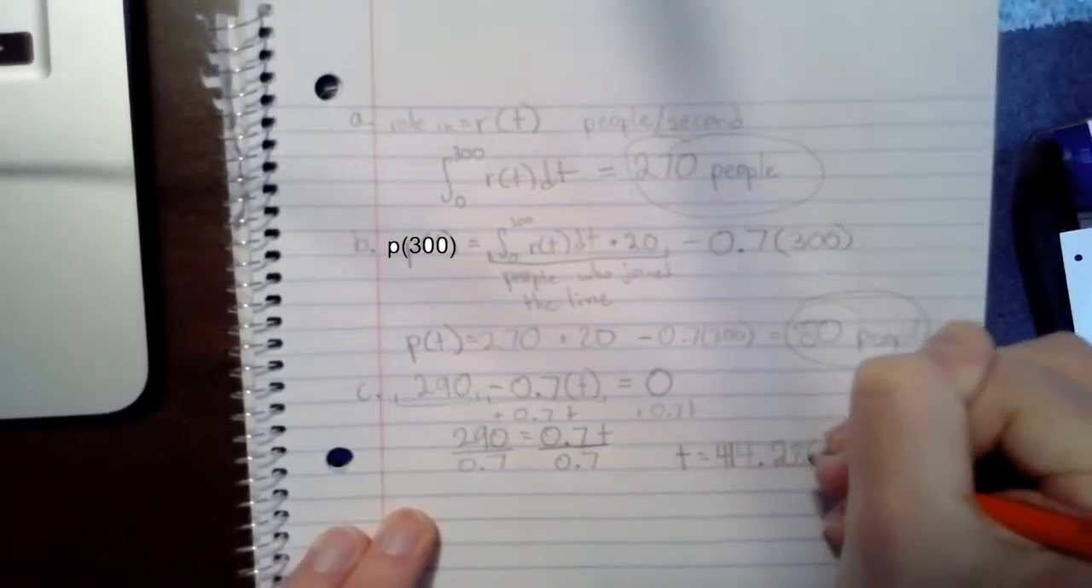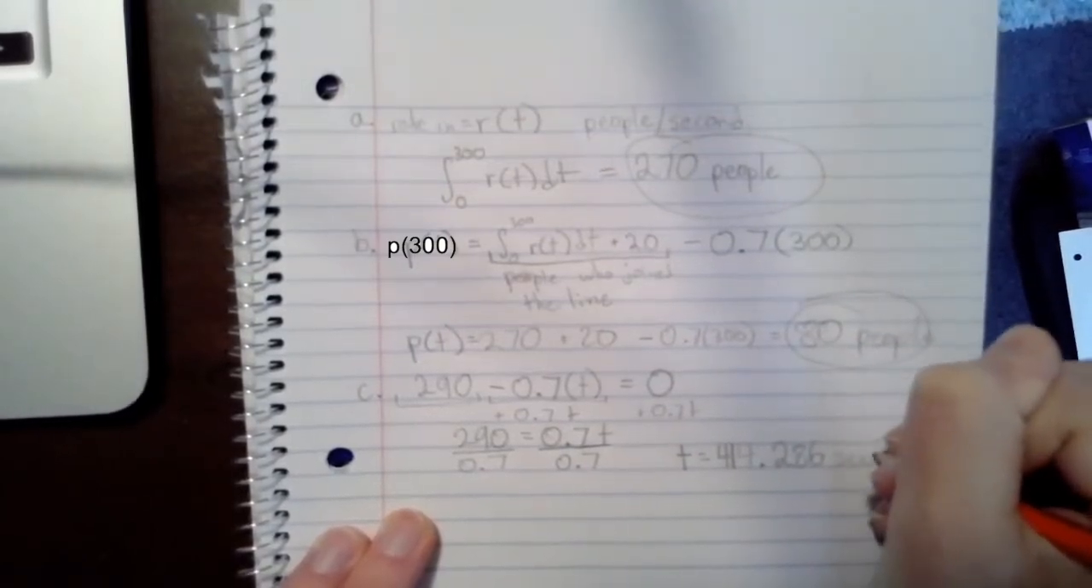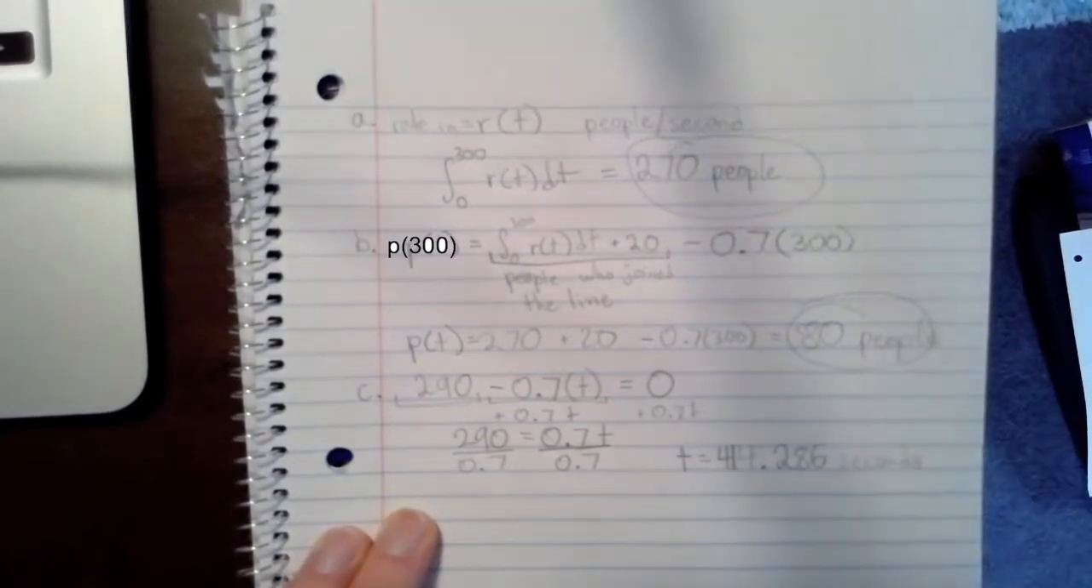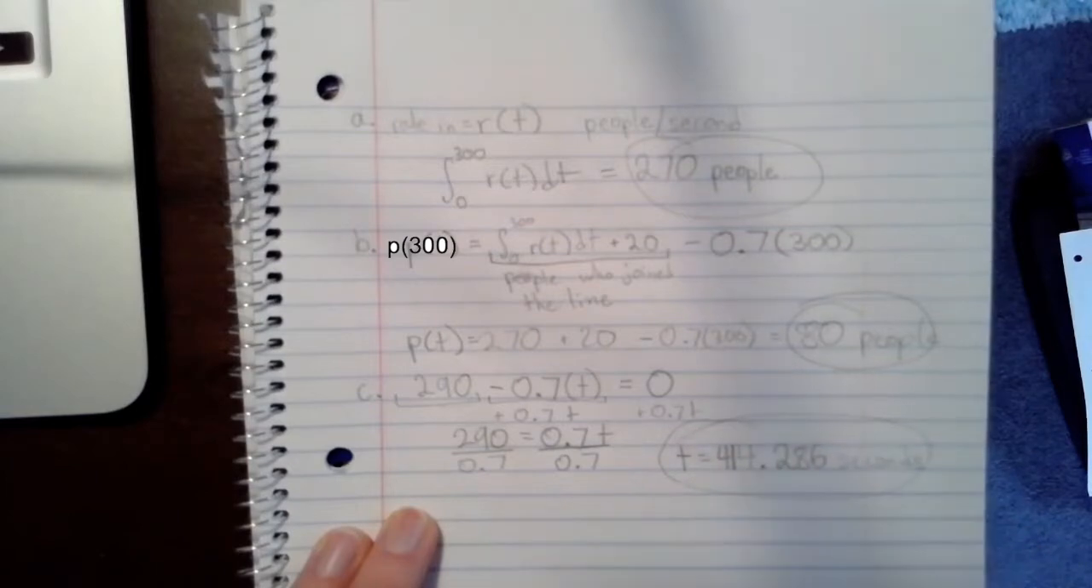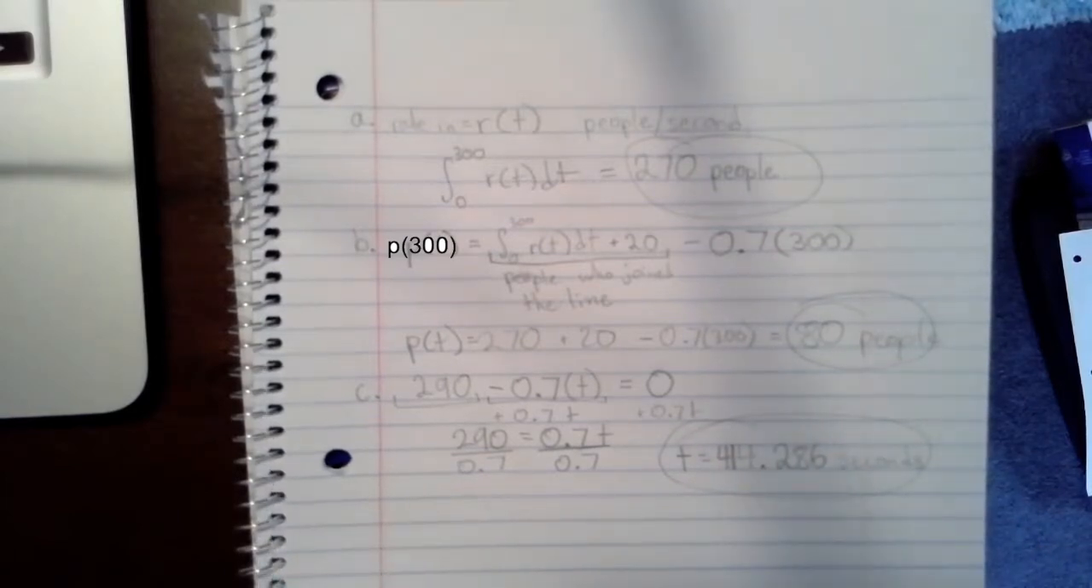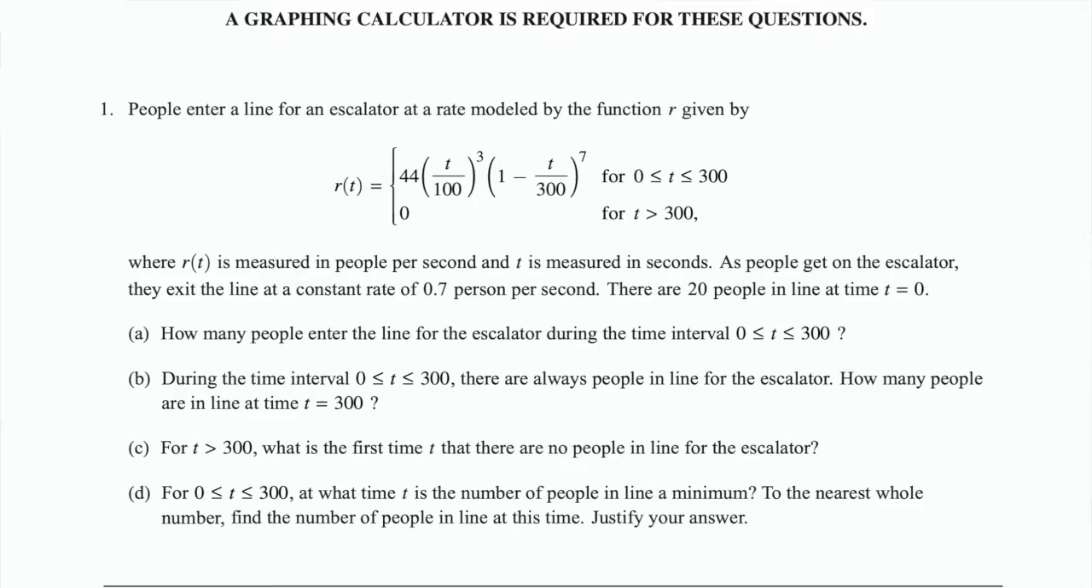414.286 seconds. You may have gotten 414.285 if you rounded a little bit differently than me. So that just means at 414.286 seconds, that's going to be the first time there are no people in line. Alright, moving right along to D.